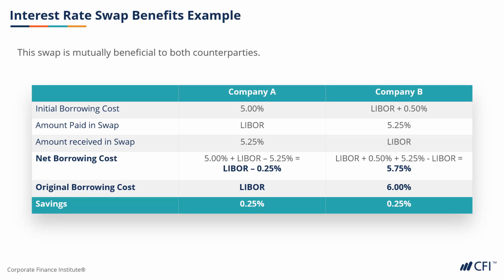Now let's look at Company B. Recall that Company B's original borrowing costs are LIBOR plus 50 basis points. However, they want to pay fixed, and they're paying 5.25%. They'll receive from Company A LIBOR, and when we net all of this out, what we're left with is that Company B can borrow at 5.75% when the original borrowing cost was 6%. So Company B also saves 25 basis points.